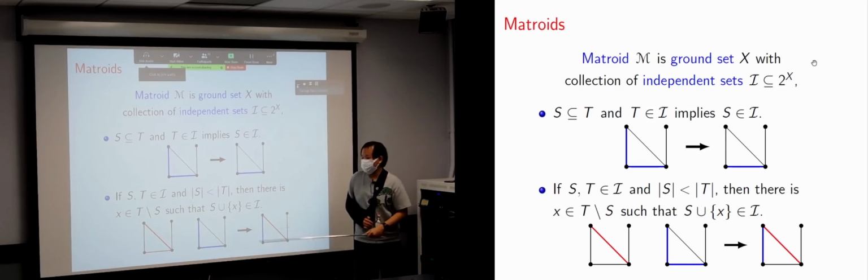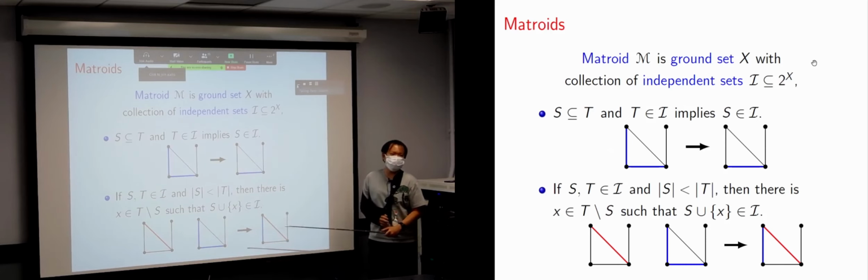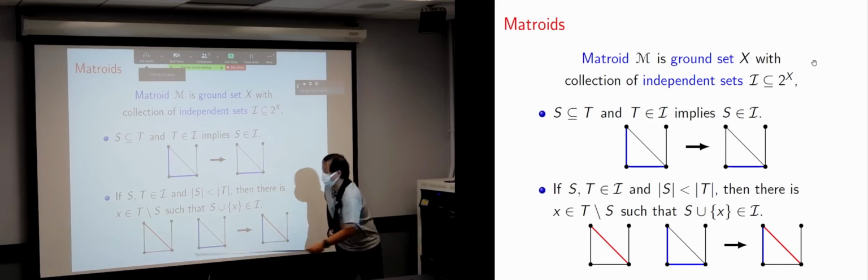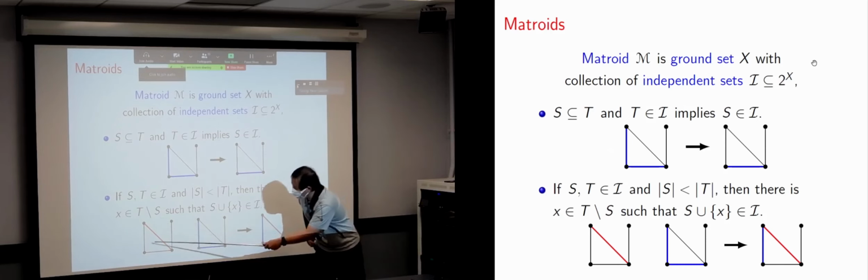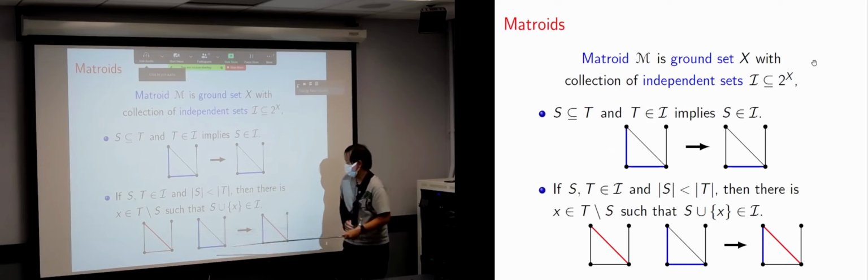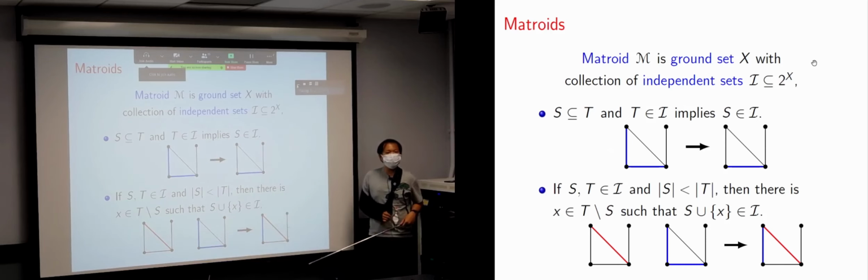The second one is called the exchange property, which says that if you have two independent sets, one larger than the other, for example, this red independent set is smaller than this blue independent set, then you can find one of the blue edges, move it into the red set, and the resulting set is again independent. That is what is known as the exchange property.